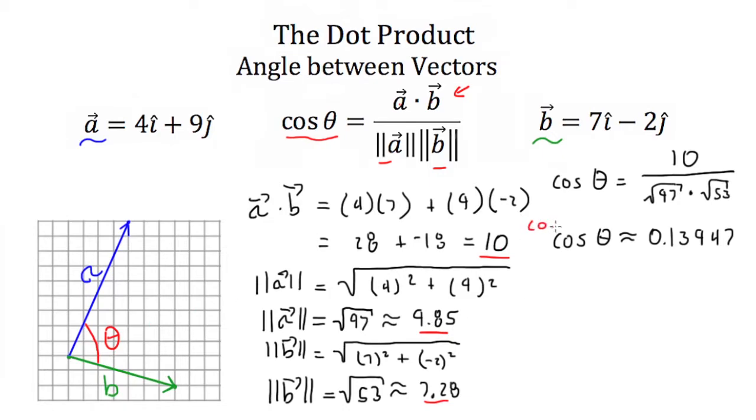Take the inverse cosine of each side, and you'll find that theta is approximately 82 degrees. So the angle between vector A and vector B, this angle right here, would be 82 degrees.